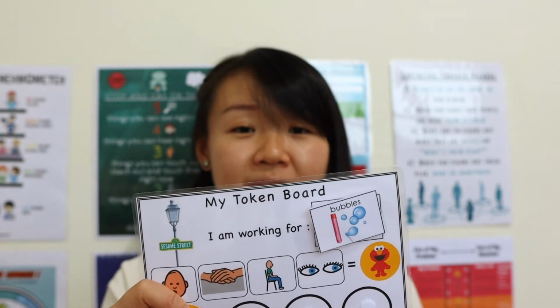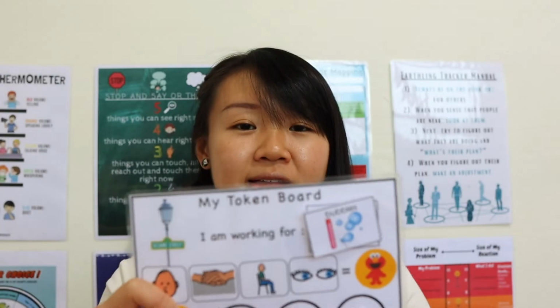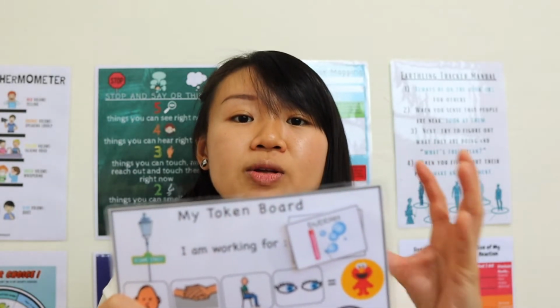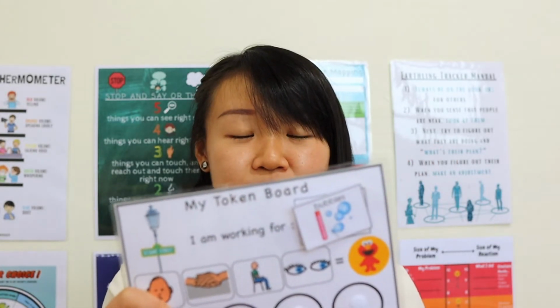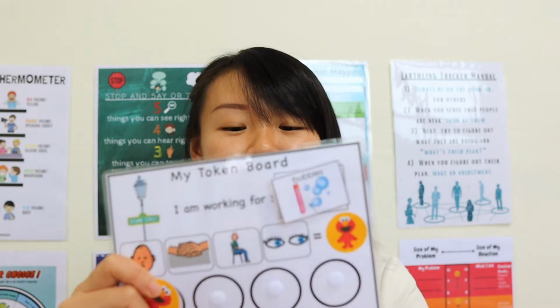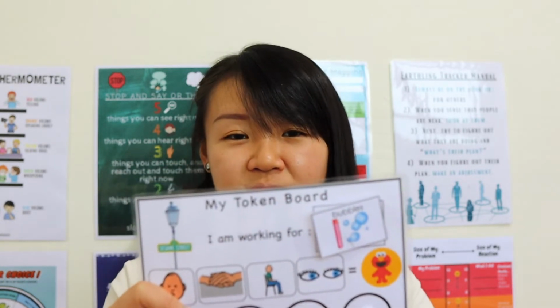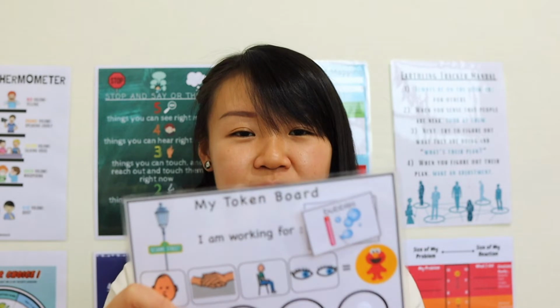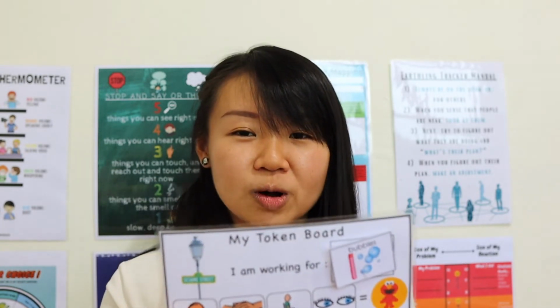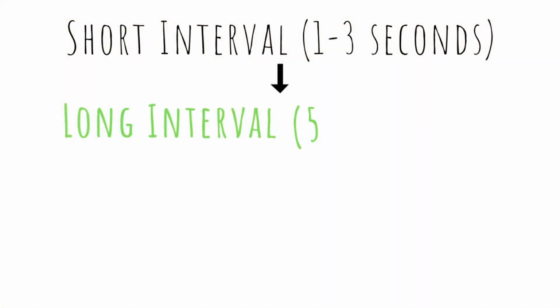The idea behind it is that the child learns the entire system of how a token board works, so that he will be motivated and able to work on the expected behavior to achieve the tokens needed to get his reward. So the second tier: once the child has learned the idea of the token board and how it works, we're going to increase the time interval for rewarding and giving the specific tokens as well.